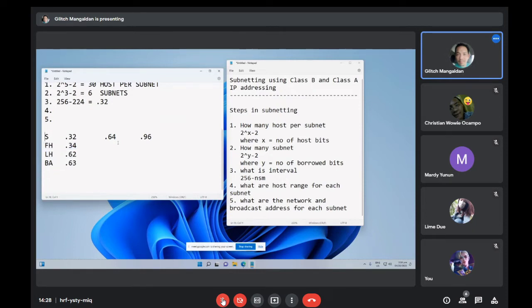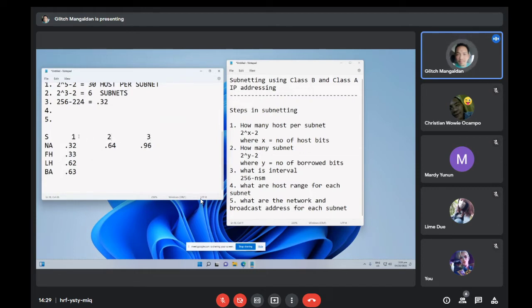Let's repeat. This is not the network address. This is the subnet. The S represents the subnet. So let's repeat. Our first host becomes .33 up to .62, because .63 is its broadcast address. So this will be subnet number 1. This is subnet number 2. And this is subnet number 3.